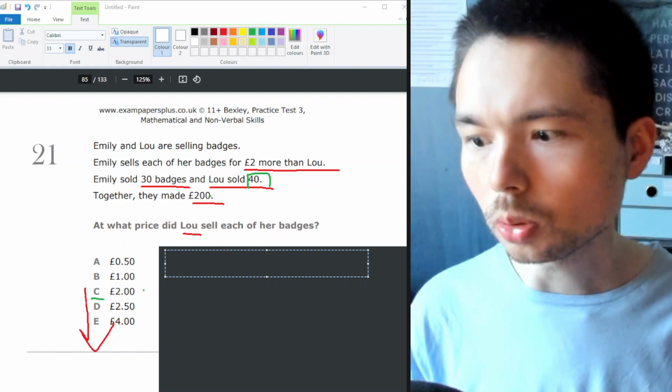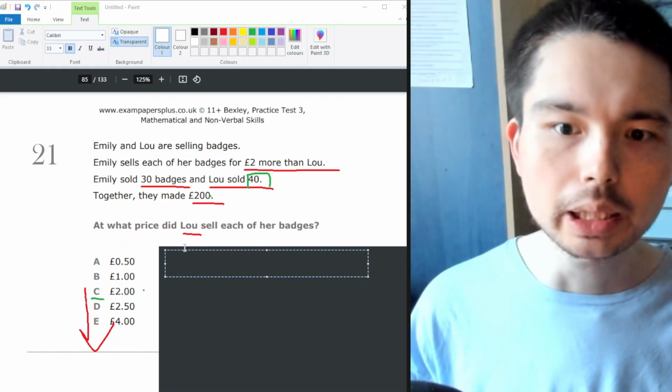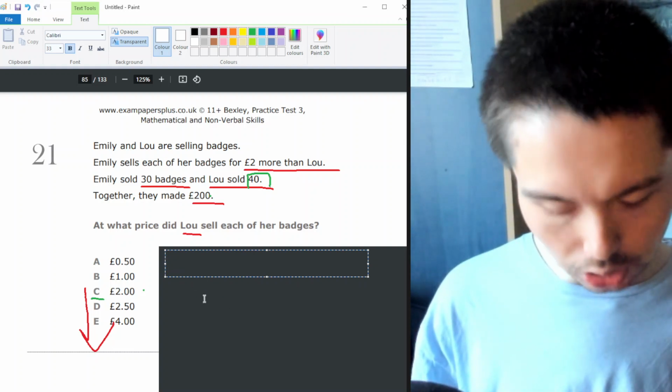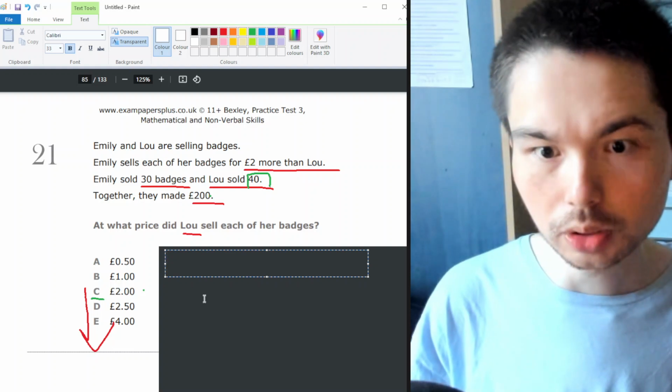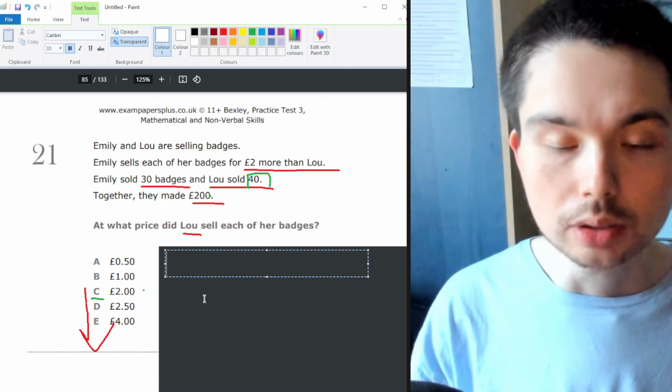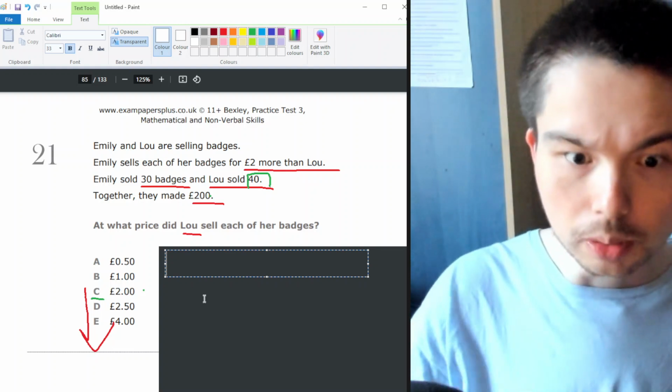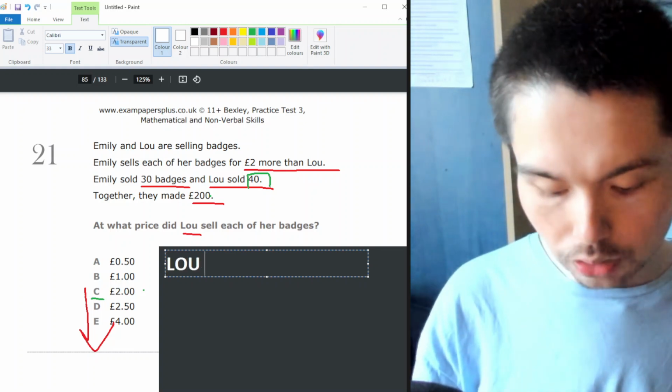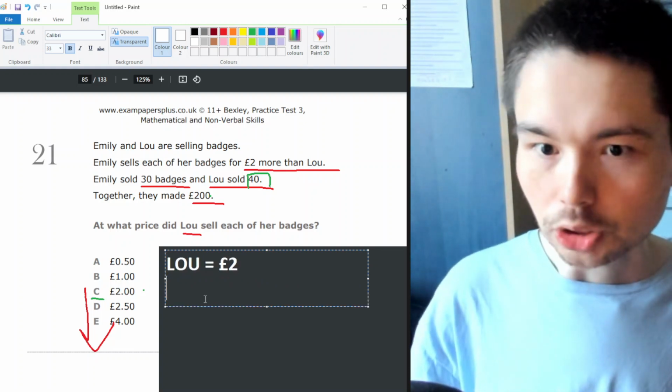I just paused the video here a little bit just to make sure I got it. So I'm going to start at C just to show you why it works. What I said before is correct. Emily sells it a bit more than Lou, so we just guess Lou. That's the badge we want to go for. So I've just put C. Lou is £2. So let's just do it for Lou.